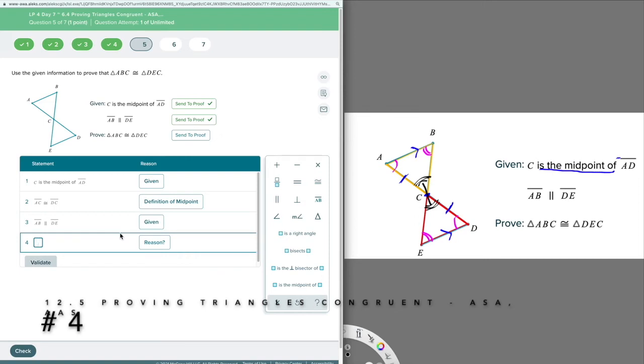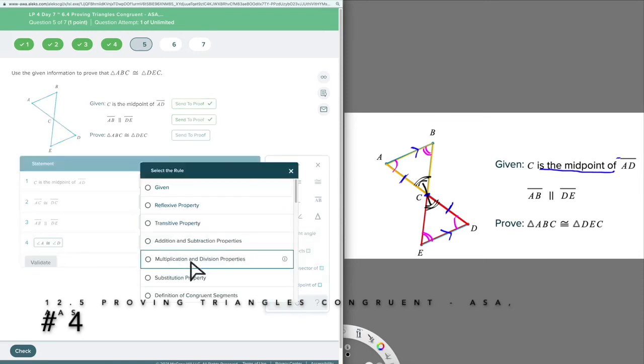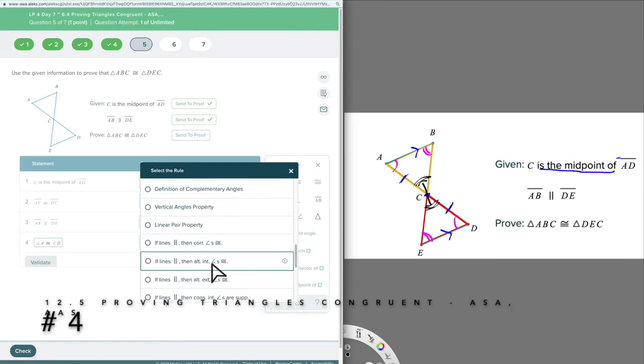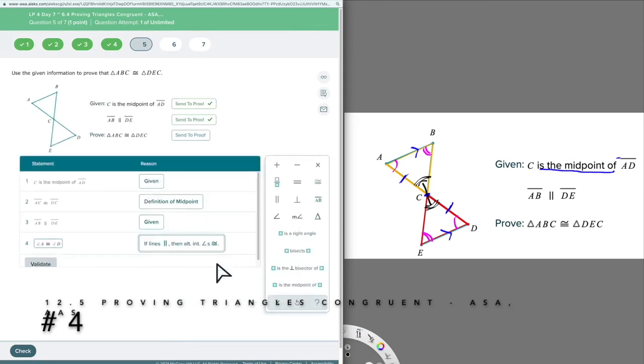All right, so I know that they're parallel, so I can use those parallel lines to show that alternate interior angles are congruent. So I can say angle A is congruent to angle D by alternate interior angles. So I need to scroll down and I'm going to have to actually do "if lines are parallel, then alternate interior angles are congruent." So you have to look for that whole statement there.